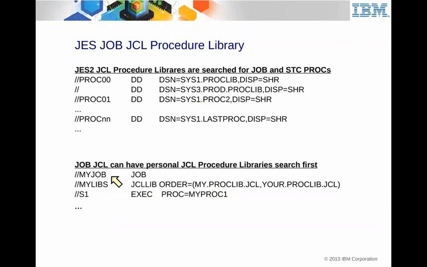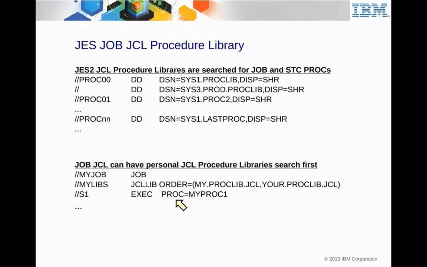In this case, here's my job, and you could code a JCL statement and just say JCLLIB ORDER equal, and then you can give it partitioned data sets that have JCL procedures in them. So when you execute PROC equal MYPROC1, it will search here first to find MYPROC1. If it cannot find it, it will go to the JES PROCLIB concatenation to search for it.